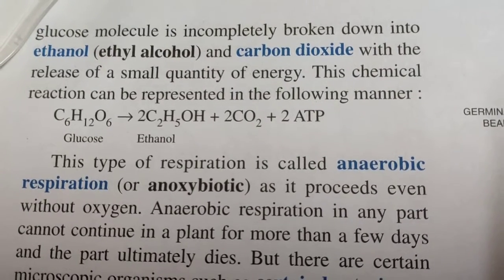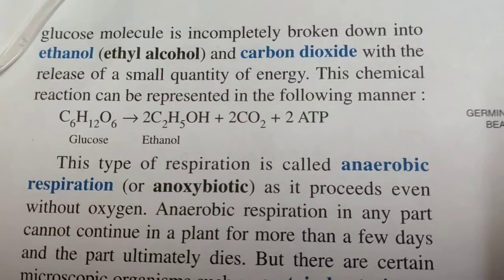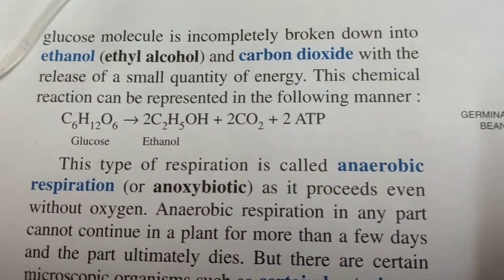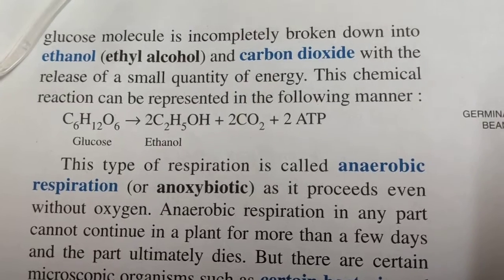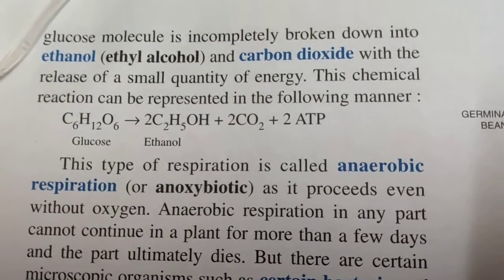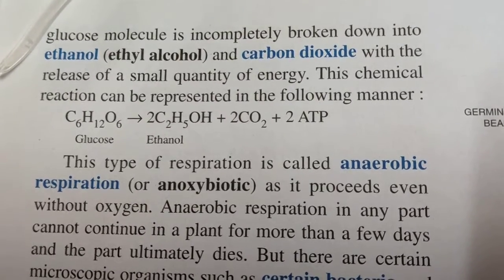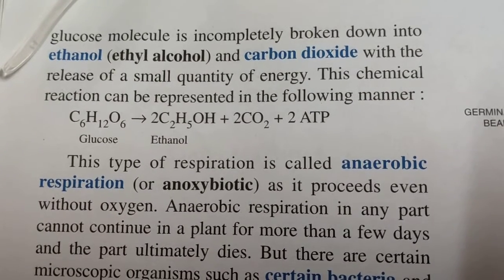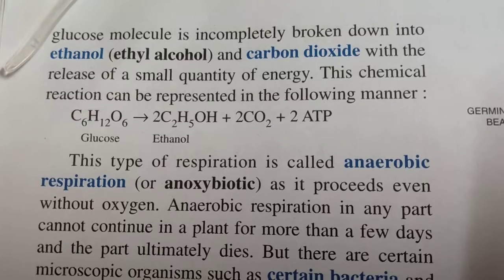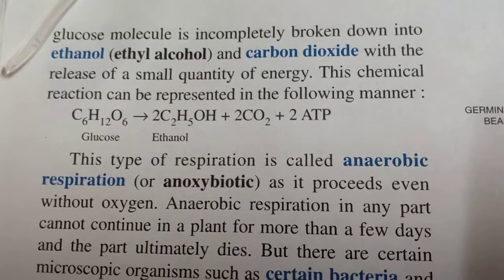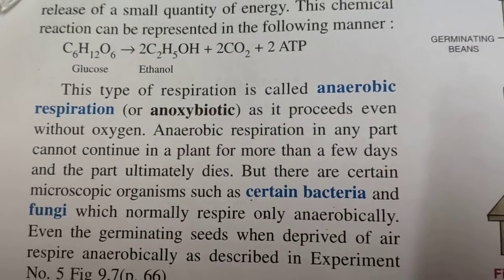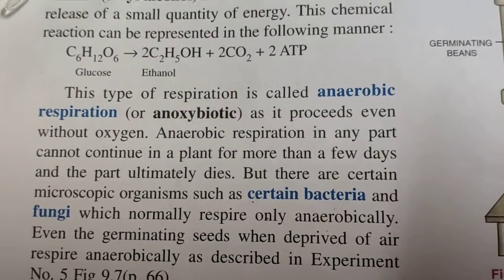Now, what is that reaction? C6H12O6, because there is no oxygen, so we are not writing oxygen, giving ethanol, 2C2H5OH. OH group means alcohol group, plus 2CO2 plus 2 ATP. So you can understand, there we were getting 38 ATP. Here we are getting only 2 ATP. So a very small quantity of energy. This type of respiration is called anaerobic respiration or anoxybiotic, as it proceeds even without oxygen.